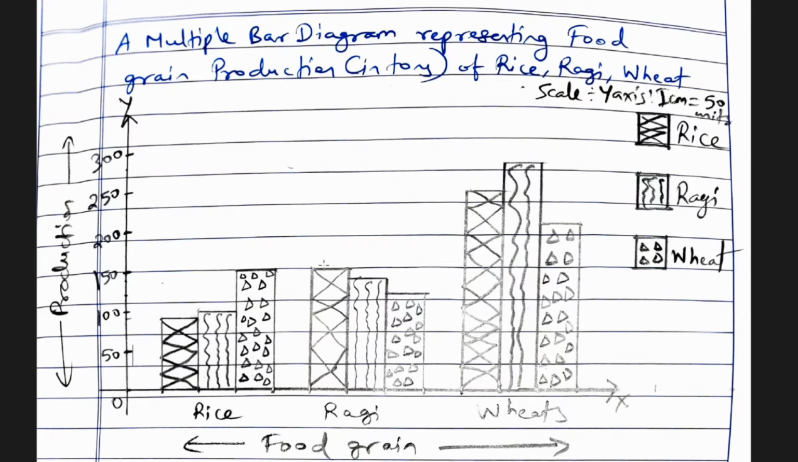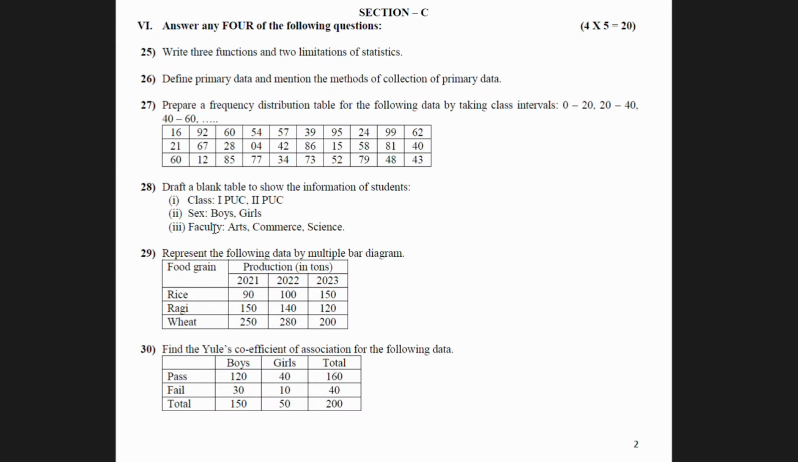Next, the second bar represents ragi, again 21, 22, 23. The third bar represents wheat, again 21, 22 and 23. So you have to draw it accordingly, the heights here. What are the heights here? The heights represent these numbers. So rice, for 21 it is 90, for 22 it is 100, for 23 it is 150.